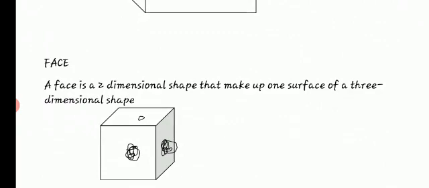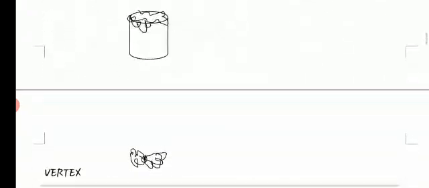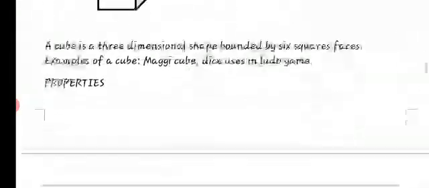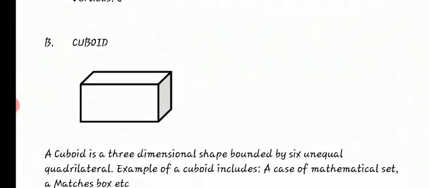Like in this cube now that you are looking at, square, that is a two-dimensional shape. So that is the face of the cube. When you go to cuboid, the two-dimensional shape here is a rectangle. That is the face of this cuboid.